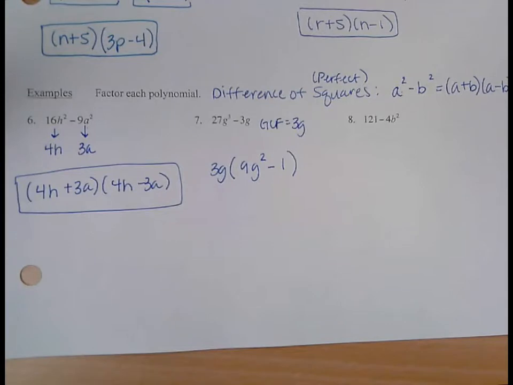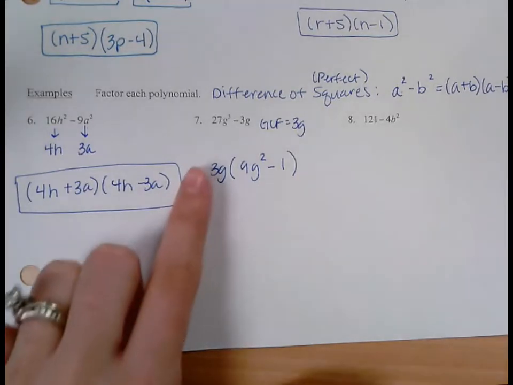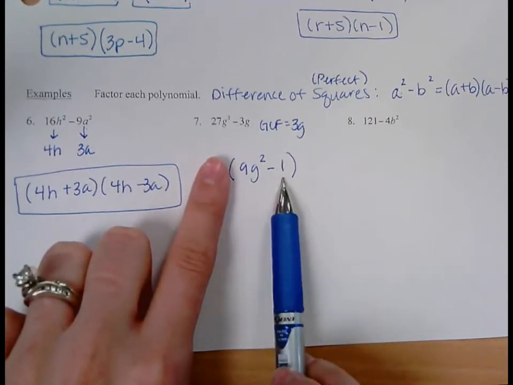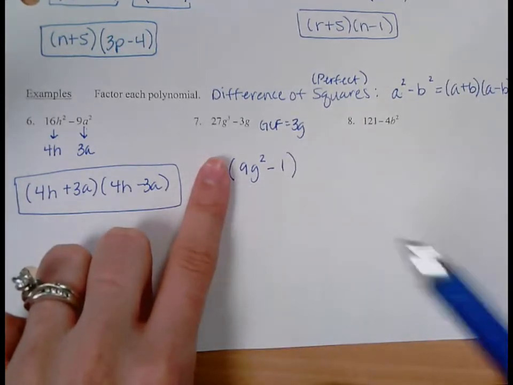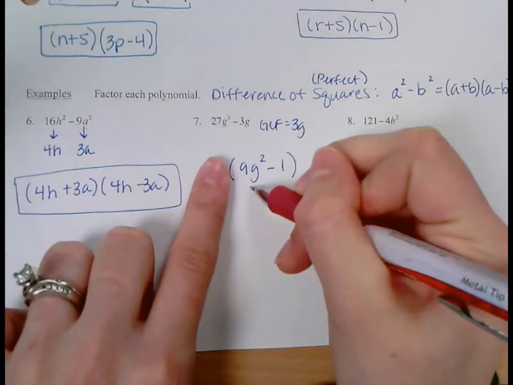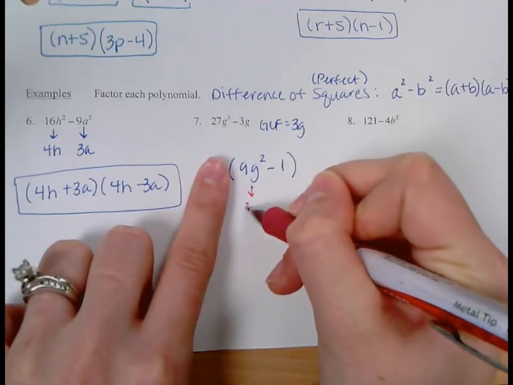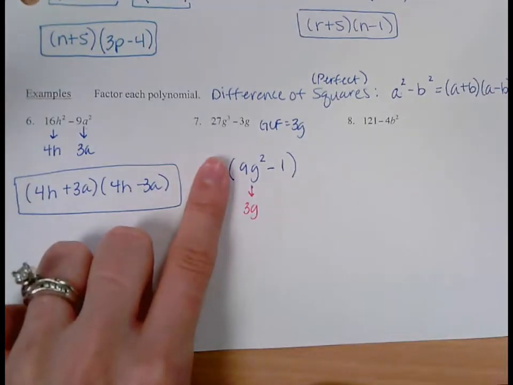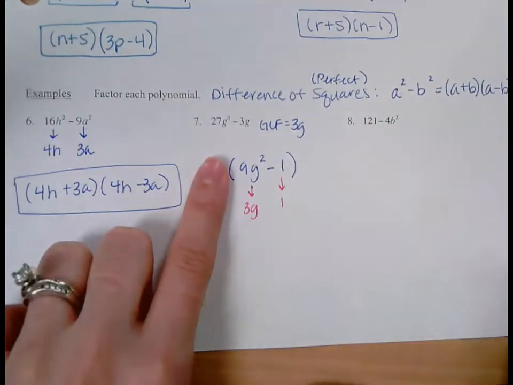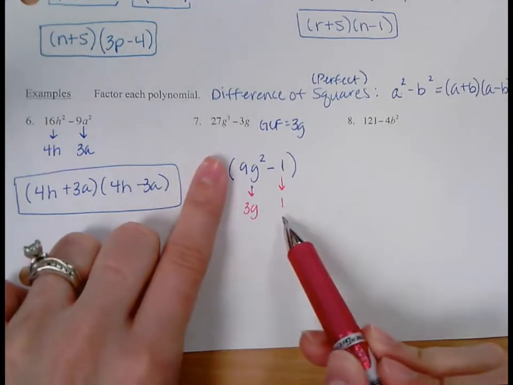And now I still should check, once you factor out a GCF, you still check if what's in the parentheses can be factored further. So I still have 2 terms. I should check if they're both perfect squares. Is 9g squared a perfect square? Yes, square root is what? 3g. Is 1 a perfect square? Can you take the square root of 1? You can. What's the square root? 1. Okay, 1 times 1, or 1 squared, is 1. So I do have a difference of squares.